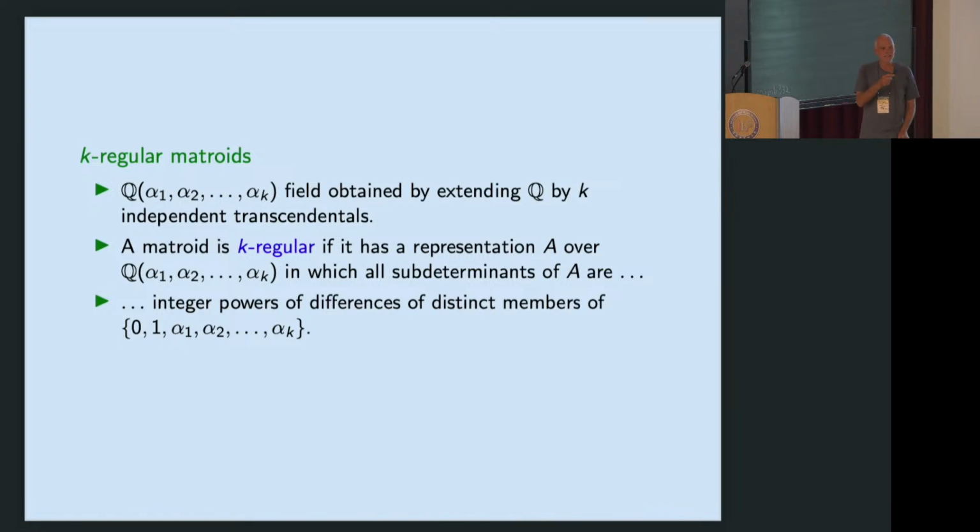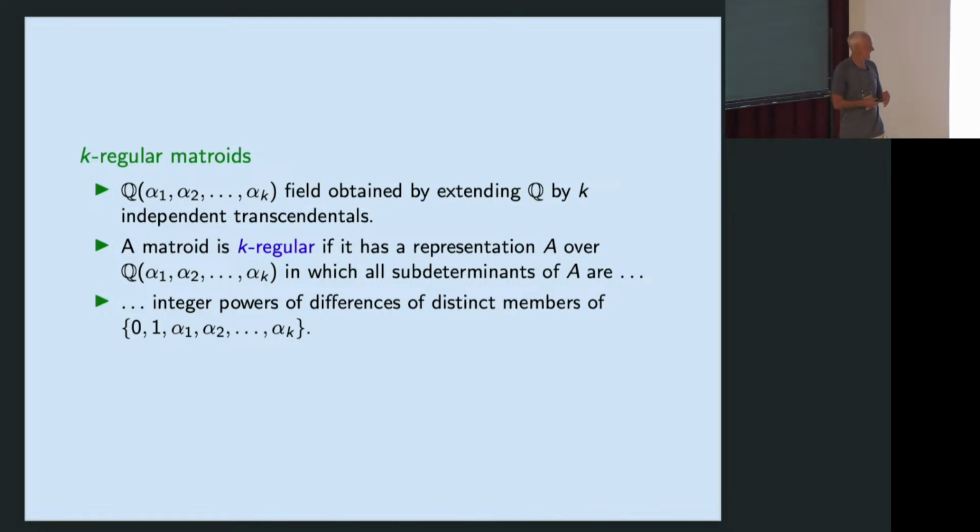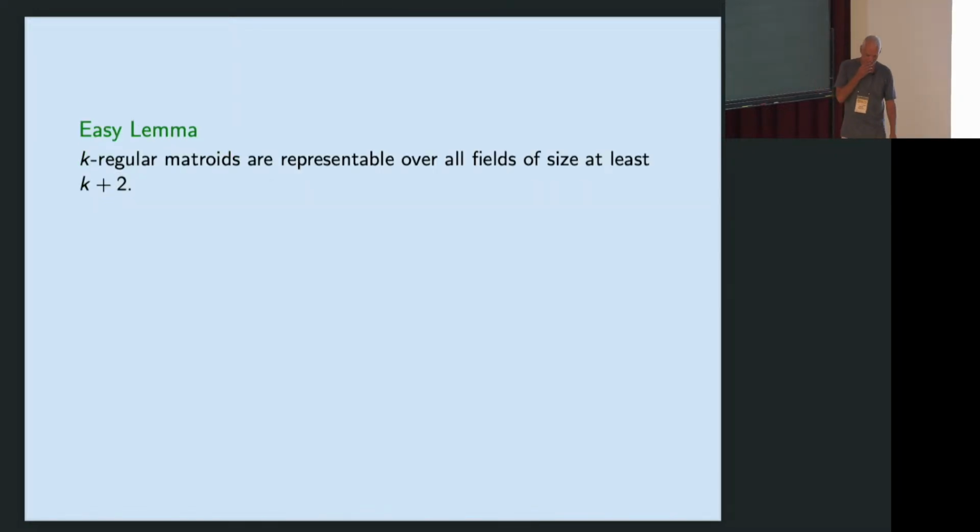What it means is, if I can find such a representation, so subdeterminants is just take any square submatrix, and you're allowed to permute the rows and columns to take whichever square submatrix you like. Then whenever you find the determinant of that submatrix, it's got to be something like alpha 1 minus alpha 3 to the 3, some product of things like that. And it's an elementary exercise, you go through it. And what it gives you is a certificate. If you've got a representation that looks like that, then you have a certificate that that matroid is representable over any field of size at least k plus 2.